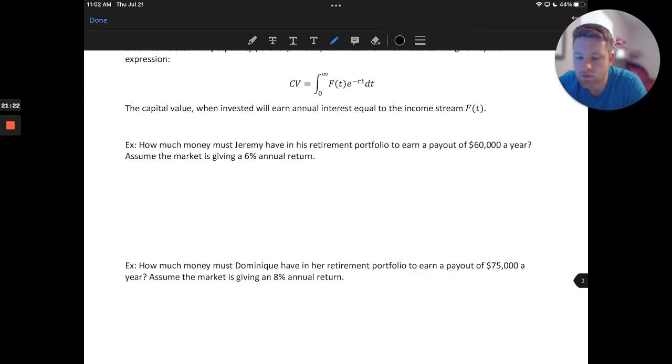So the first one says, how much money must Jeremy have in his retirement portfolio to earn a payout of $60,000 a year, and we'll assume the market is giving a 6% annual return. Okay, so in other words, we want to know, what is that capital value that we can actually earn this income forever?